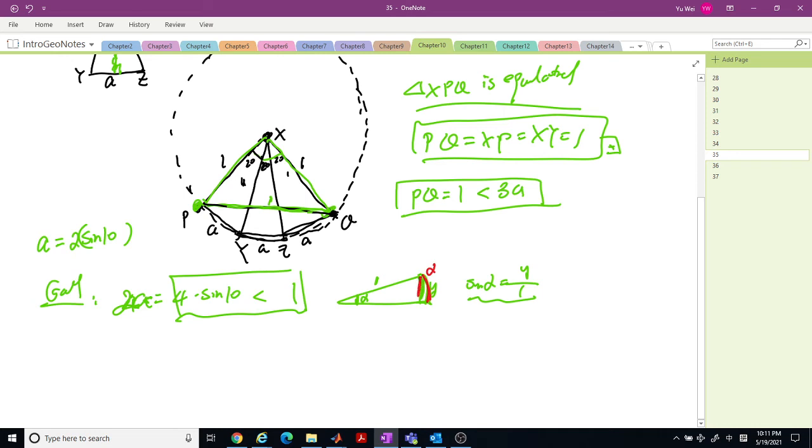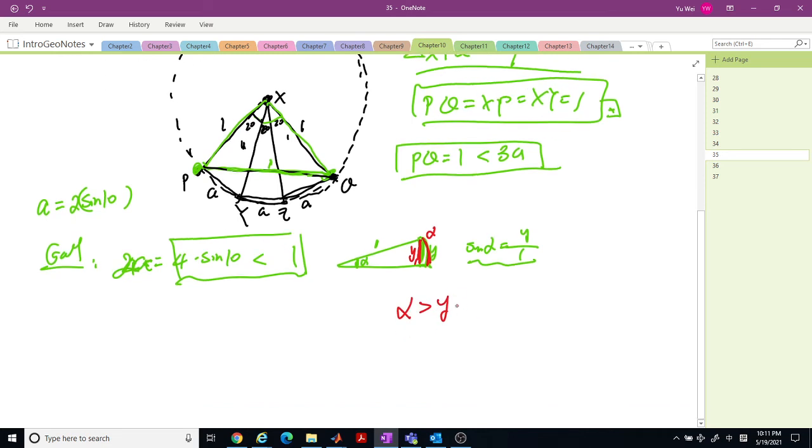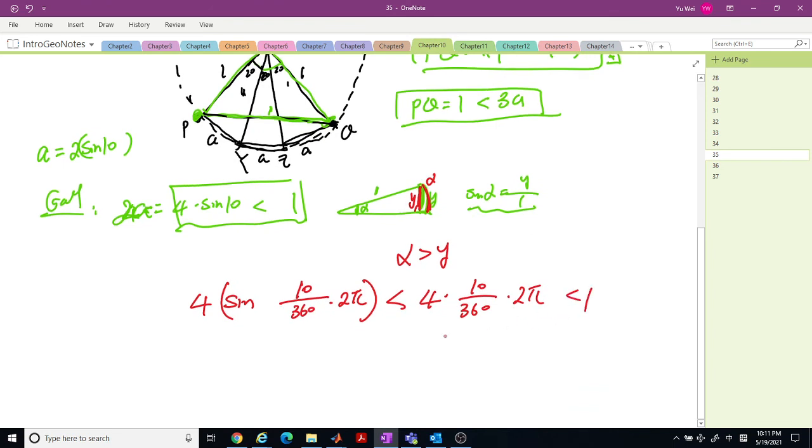This is y. So you can see alpha will be greater than y, right? So alpha in radians, 10 degrees in radians, is 10 over 360 times 2 pi. We want to prove 4 times this is less than 1. We know 4 times sine of 10 degrees is less than 4 times 10 over 360 times 2 pi. Then we want to prove this is less than 1, right?